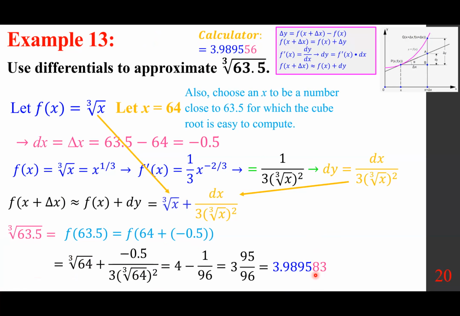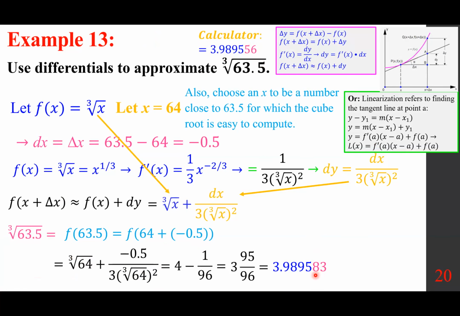Let's look at the same question, but with linearization. Linearization requires an equation of a line. To find an equation of a line, I need a pair. I put the 64 here, and I get 4. So 64 comma 4. And for the slope, I put the 64 into f prime of x, and I get 1/4. You can put it here.